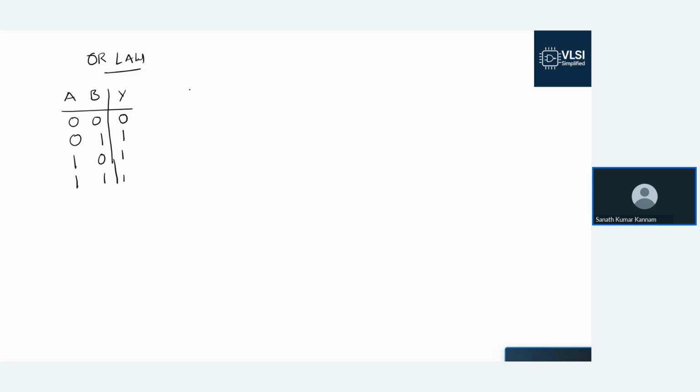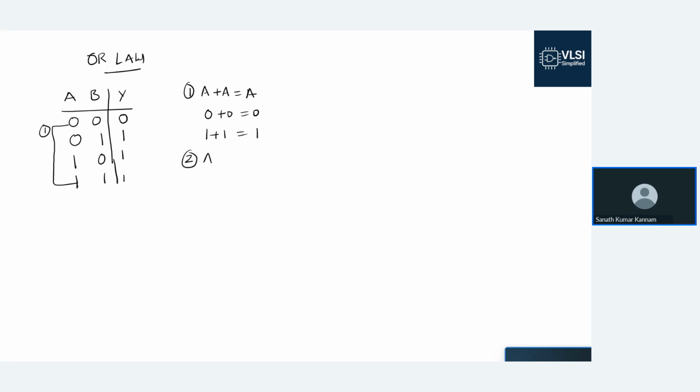So what is my first law? A or A equals what? A itself. So A is 0 with A. This is the first law. So 0 or 0 equals 0. 1 or 1 equals 1.